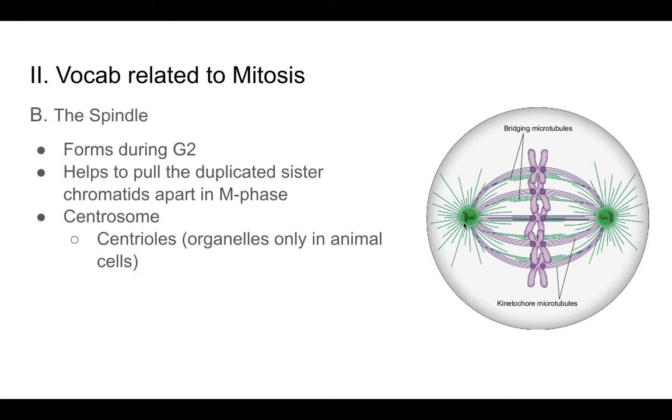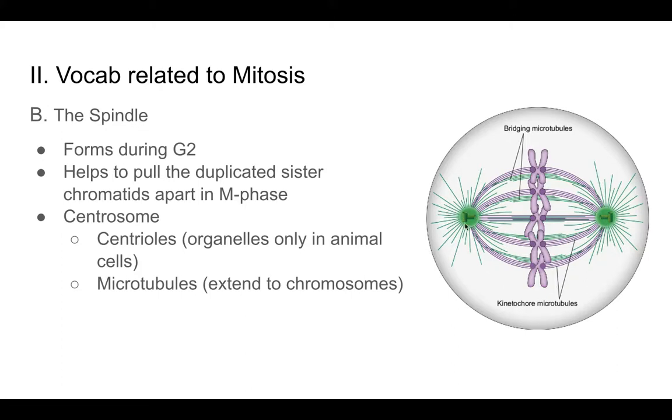That was something unique to animal cells, and we talked about it back in our organelles unit. So within the centrosome, there are centrioles. And then there are also these little fibers extending out. So some of the green fibers are called aster fibers. And then what we see here as green and purple are both going to be referred to as microtubules.